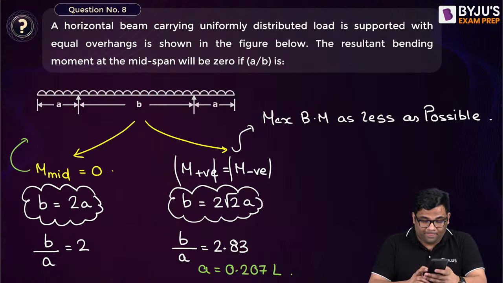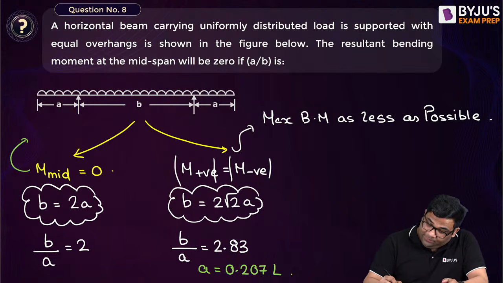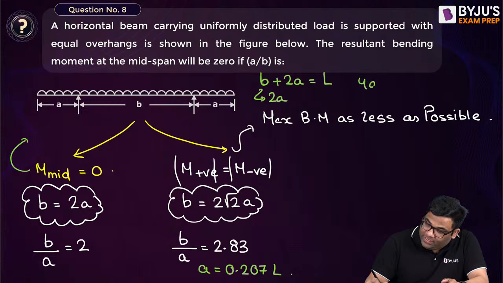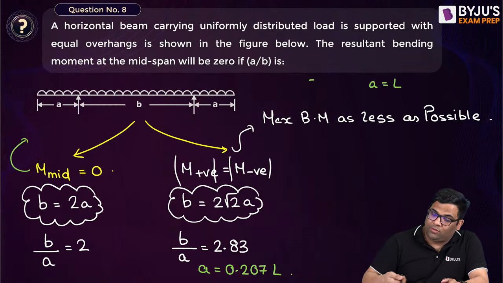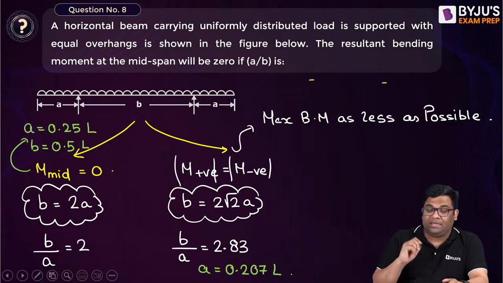0.25. Others? Yes, see, B plus 2A is equal to L, right? And B is itself 2A. So 4A is equal to L, or I can say A is equal to 0.25 L. Yes. And here B, how much do we get? B will be 0.5 L, right?